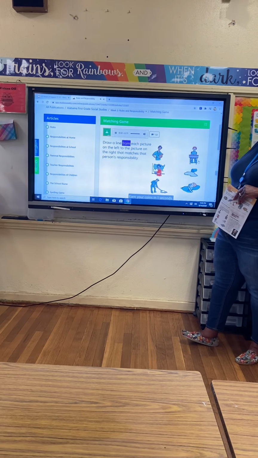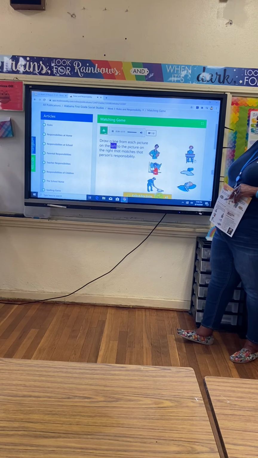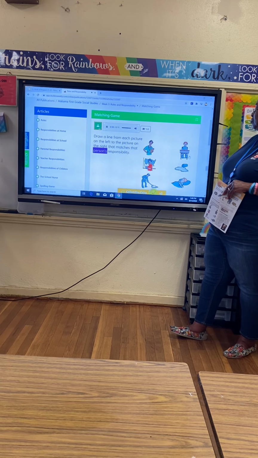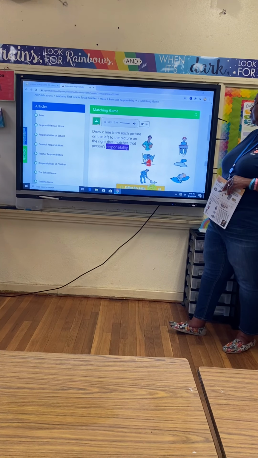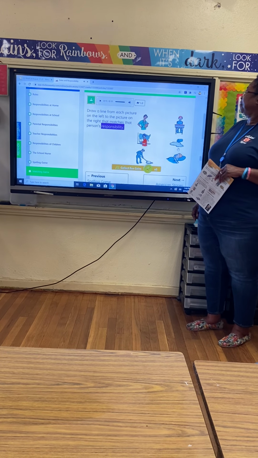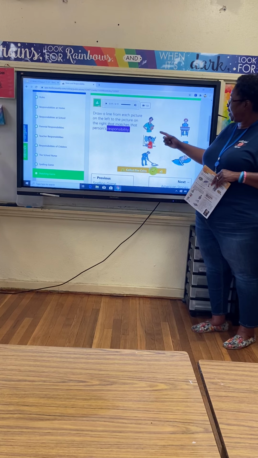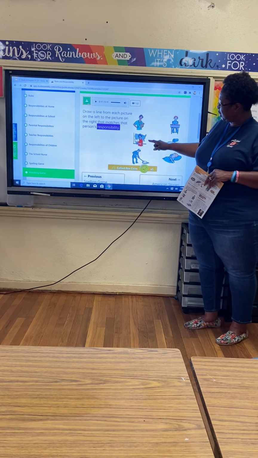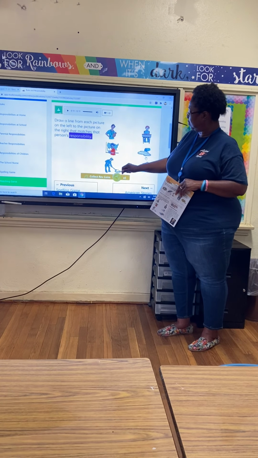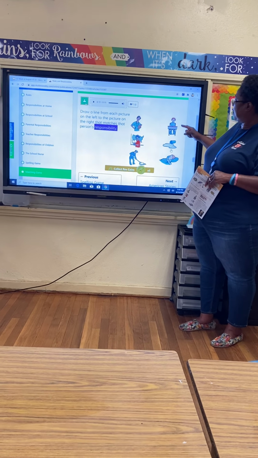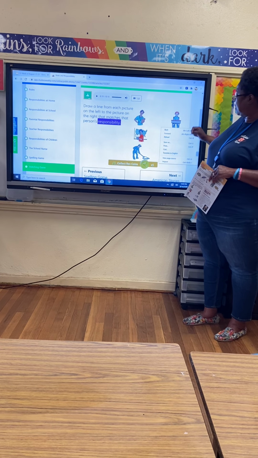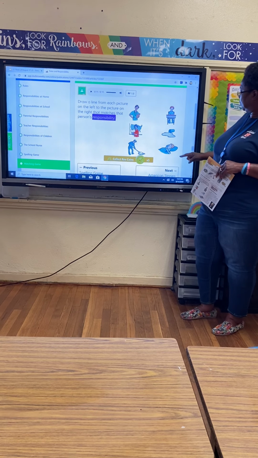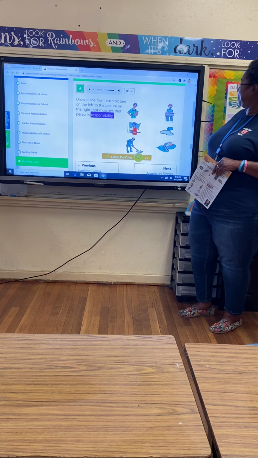Draw a line from each picture on the left to the picture on the right that matches that person's responsibility. The people that you have on your left, first one is a doctor. The next one's a teacher, custodian. On your right, you have students sitting in a desk, a water pail, and a child lying in the bed.